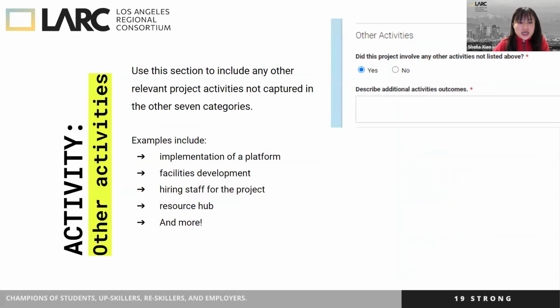And then there's a catch-all other activities section. So use this section to include any other relevant information and activities related to your project that's not captured in the other 7 categories. This could be anything from the implementation of a platform, development of facilities, hiring staff for a project, creating a resource hub, so on and so forth.